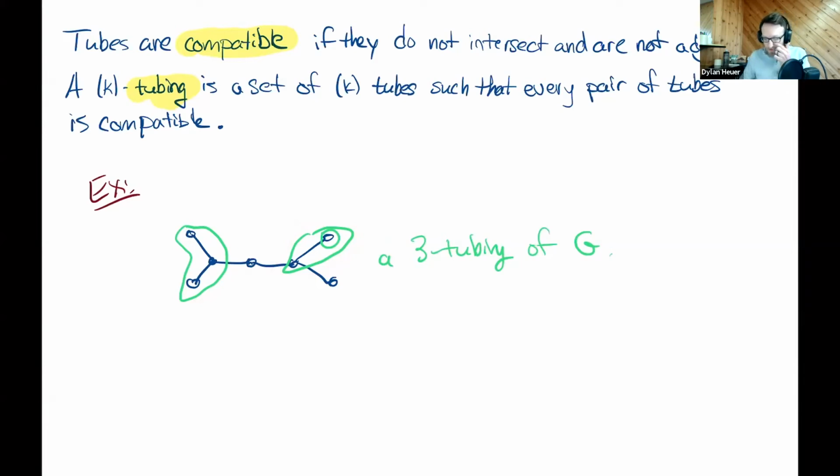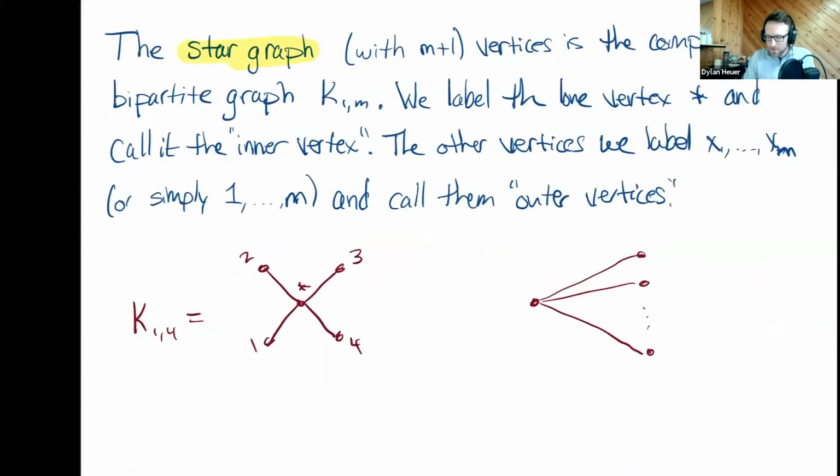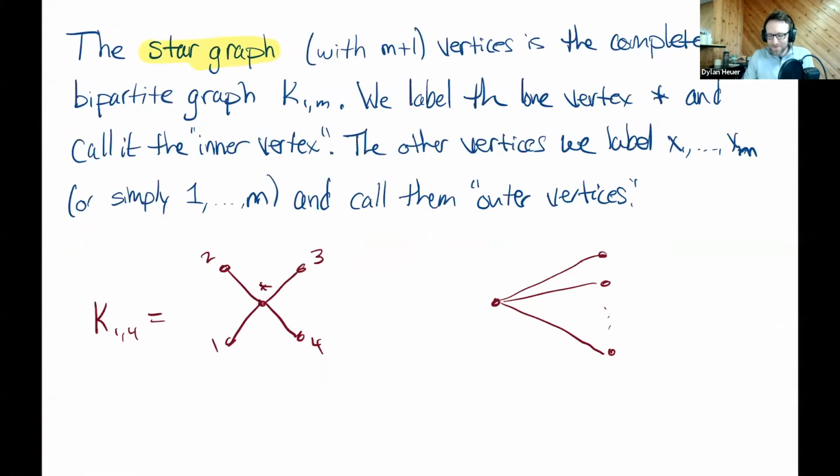Right, so why on earth are we looking at these tubes of graphs? Well, the graph I'm going to be focusing on is the star graph. This is just the complete bipartite graph with one vertex on one side and then M on the other. So here's M vertices, and I'll just draw it like this so it looks more like a star. And then I'll label the lone vertex with an asterisk and label the other ones with the numbers 1 through M.